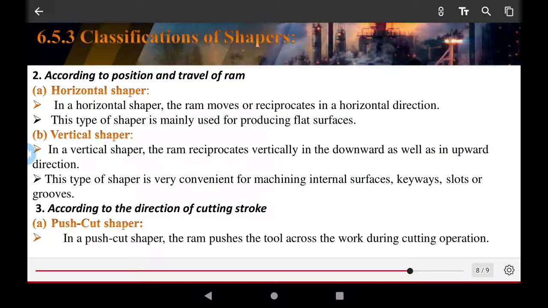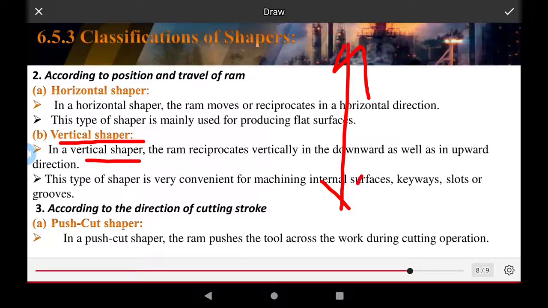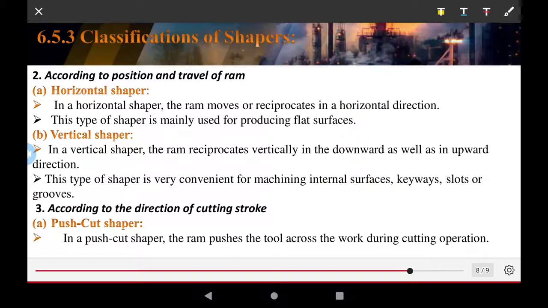Vertical shaper. The vertical shaper machine is one in which the ram reciprocates vertically. The ram reciprocates vertically, upward and downward, in the forward direction.